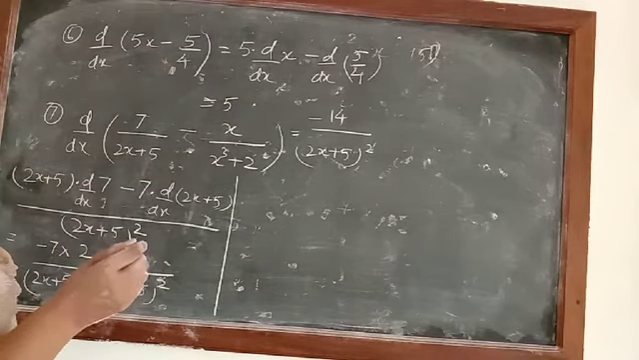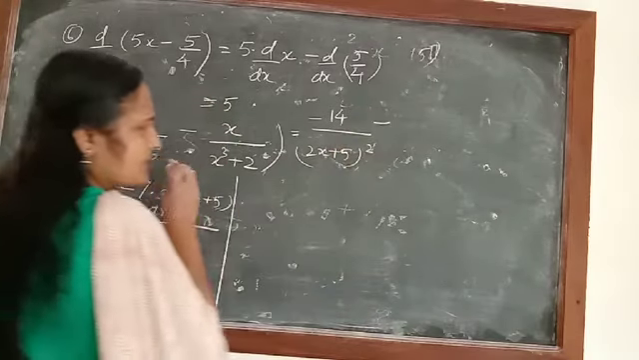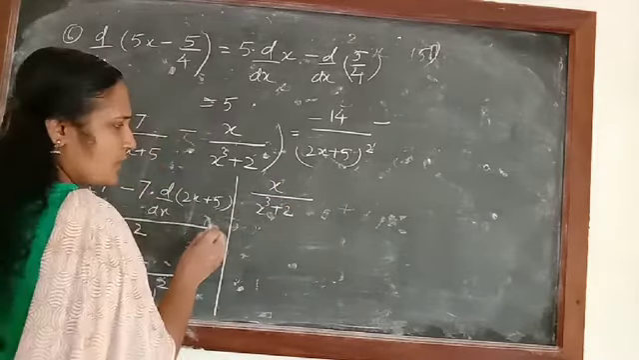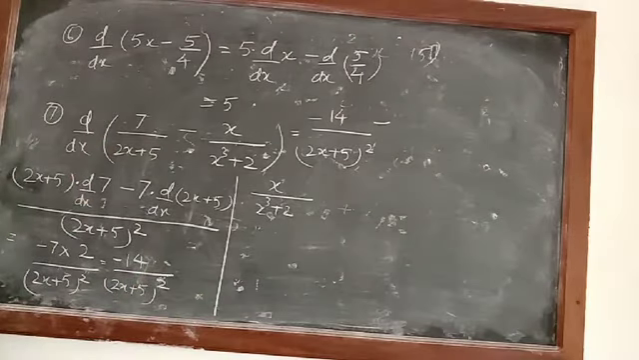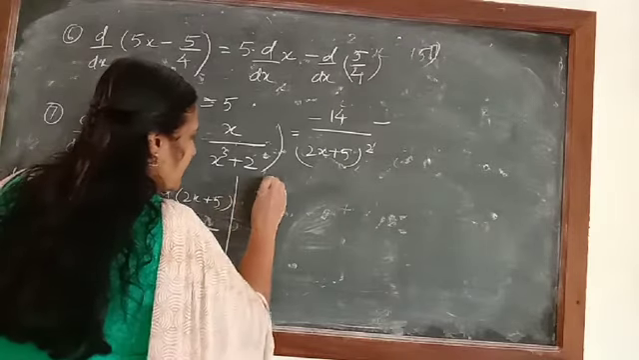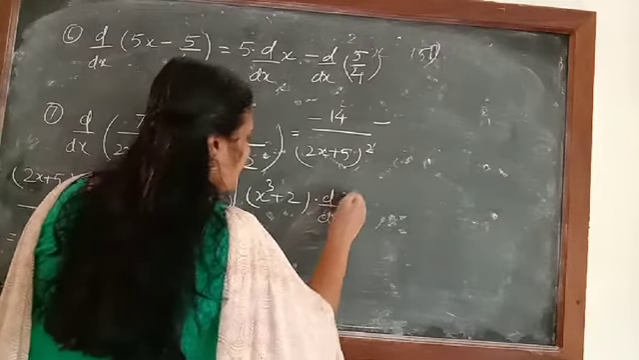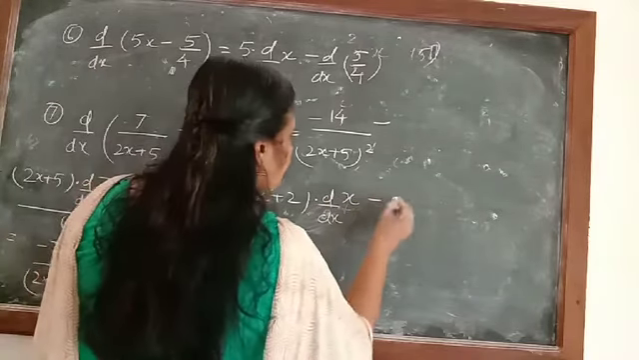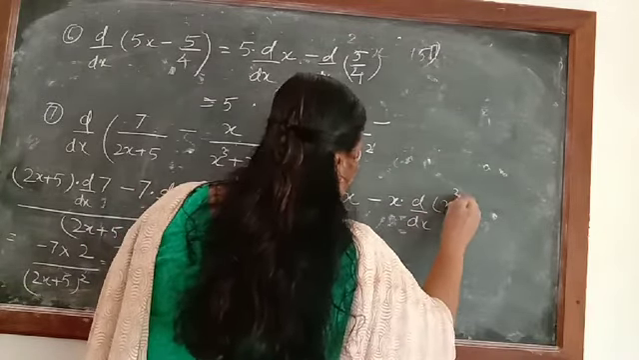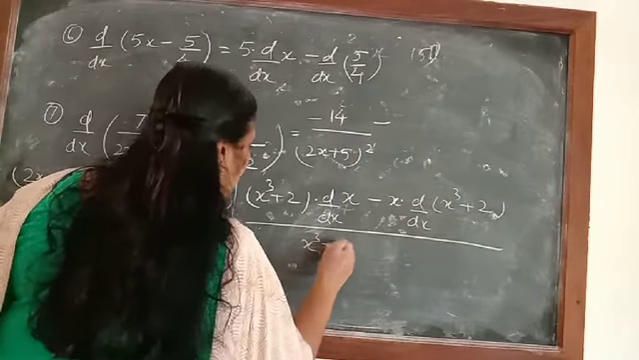Now we can check what will be the differentiation of the second one. Second one, the minus sign we are not taking, that we will write as it is. We have the function x by x cube plus 2. So according to the formula, first what will come? Yes, first it will be the denominator. Denominator is x cube plus 2 into differentiation of numerator d by dx of x, minus x into differentiation of denominator d by dx of x cube plus 2, whole divided by the denominator the whole square.